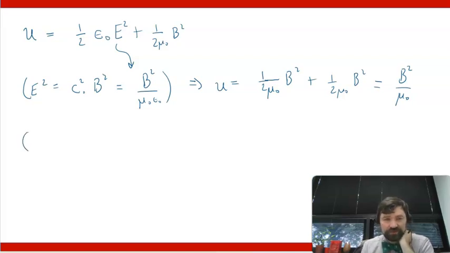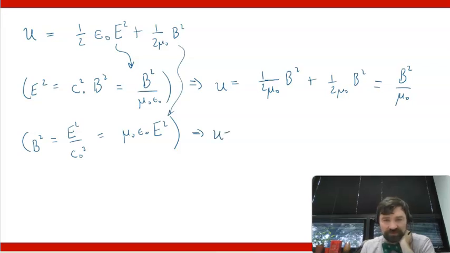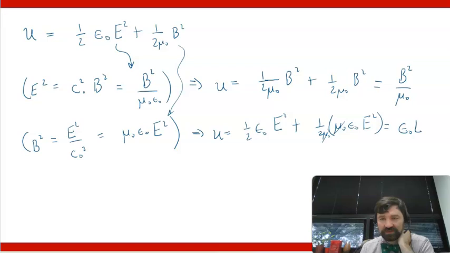Likewise, we could use the fact that B squared is equal to E squared over c naught squared, which is mu naught epsilon naught E squared. And so if we substitute for B instead of for E, then we get little u is equal to 1/2 epsilon naught E squared plus 1/2 mu naught times mu naught epsilon naught E squared, all over mu naught. So cancel our mu naughts. You have a half, you have a half. That gives you a whole. You end up with epsilon naught E squared.